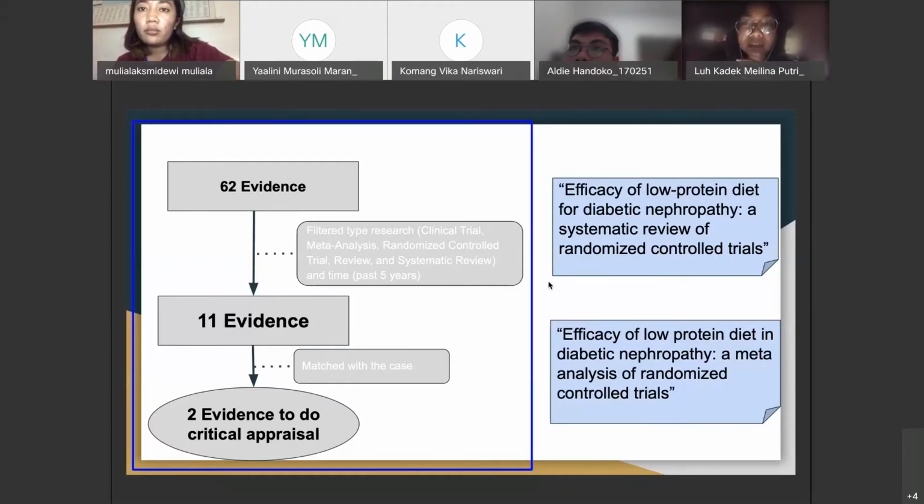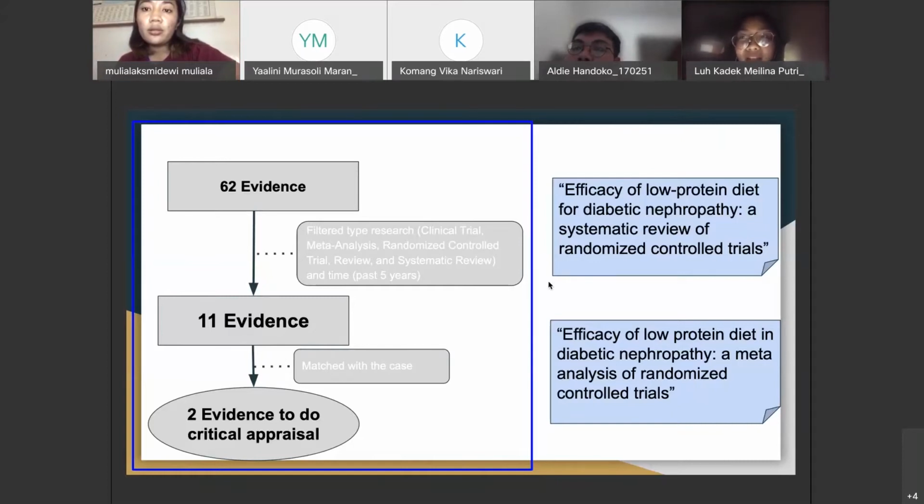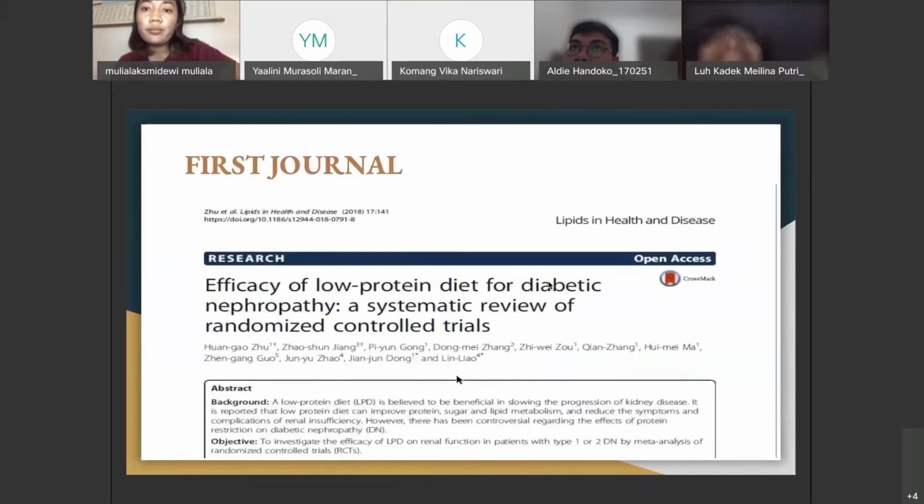The titles of both evidence are: Efficacy of low protein diet for diabetic nephropathy, a systematic review of randomized control trials, and also Efficacy of low protein diet in diabetic nephropathy, a meta-analysis of randomized control trials. Next.